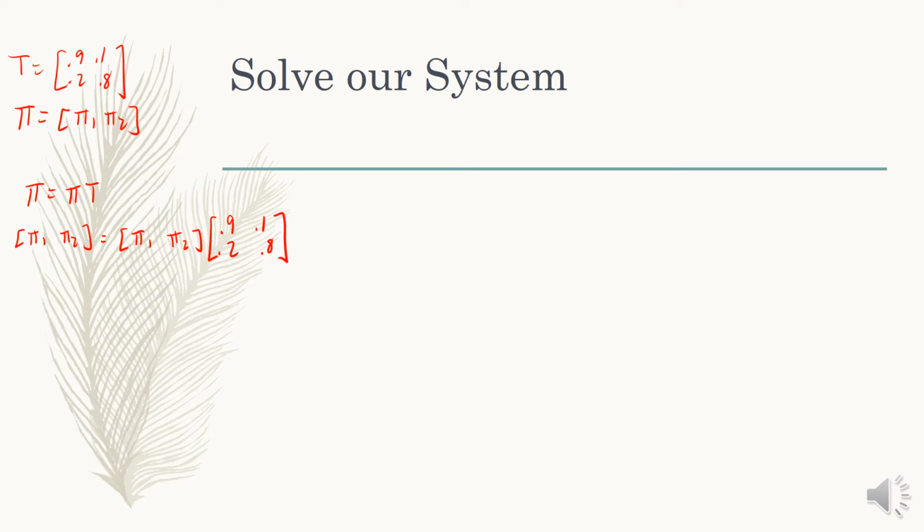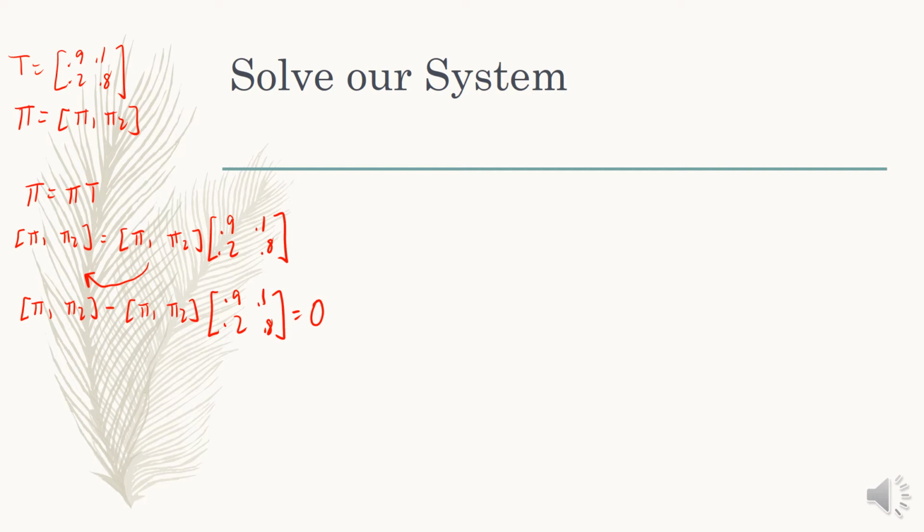What I'm going to do is subtract everything that's on the right-hand side over to the left. That's going to leave me with nothing on the right, but that's okay. So I'll subtract everything over and I'll get pi 1, pi 2, remember, that's what we're trying to figure out, minus pi 1, pi 2 times that transition matrix. And now the whole thing is equal to 0.